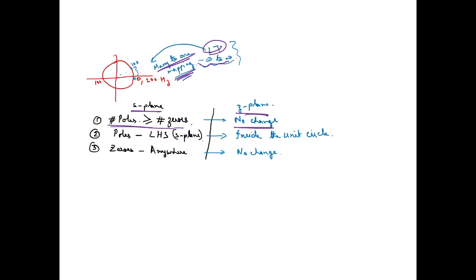Now, in the S plane, we have poles in the left hand side of the S plane. However, in the Z plane, we have to place the poles inside the unit circle. Zeros in the S plane can be put anywhere. In the Z plane also there is no change. We can put the zeros anywhere.